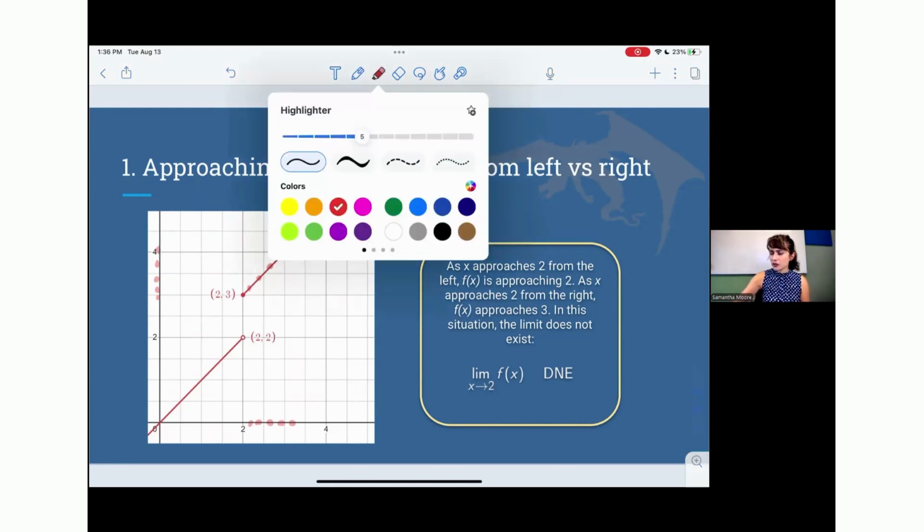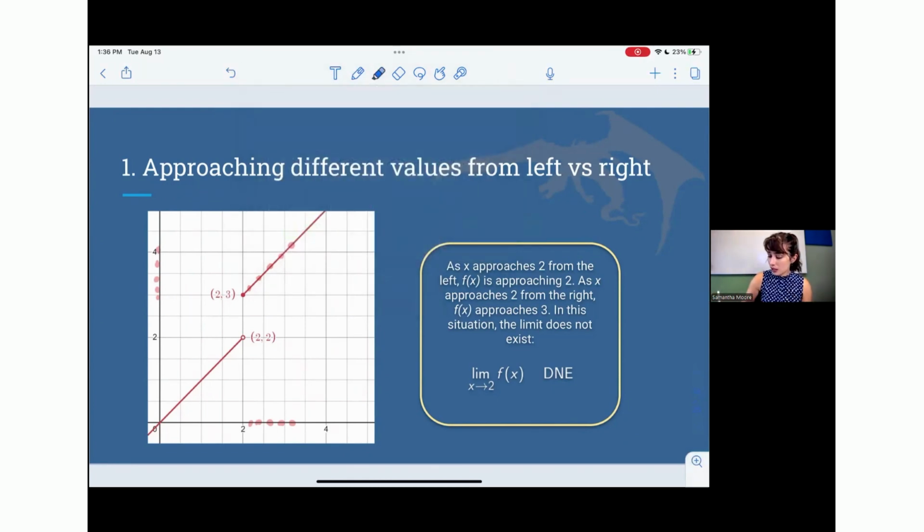But if I change that up and I approach from the left, and I look at the corresponding points on my graph, and then the corresponding y values, the y values seem to be getting closer and closer to 2. So on the right, we're getting close to 3, and on the left, we're getting close to 2. Since those don't match, we say that the limit does not exist, because there's no way that I approach 2 where my function gives a particular number.